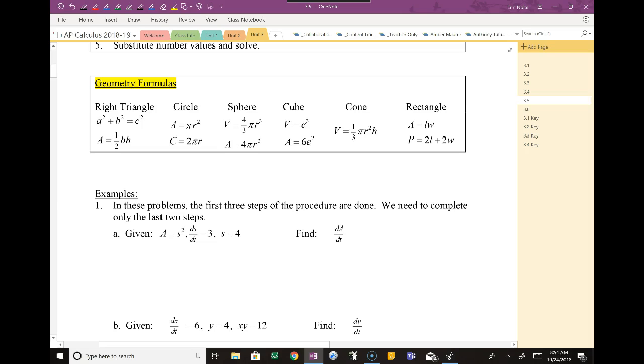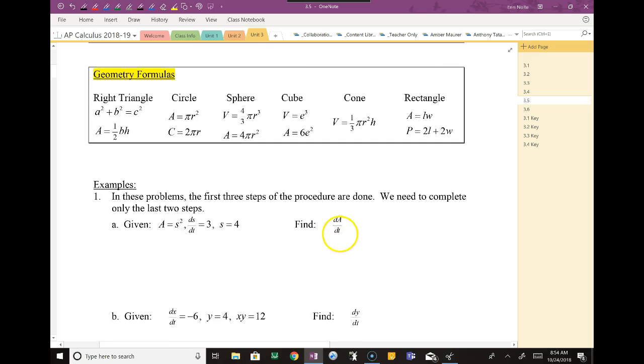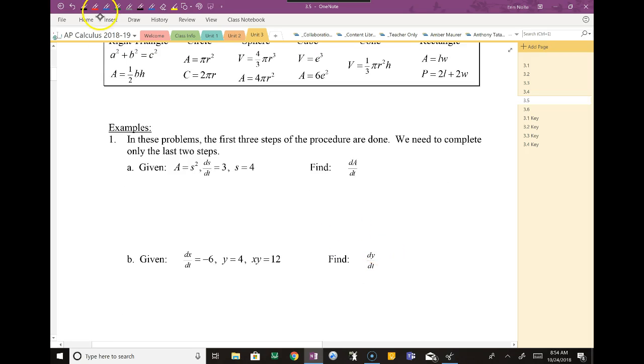We got a cube, we got a cone. Everybody knows the rectangle and its perimeter. So maybe a few new ones in there. Probably a good thing to write down on a cheat sheet is anything you don't know. All right, here we go.